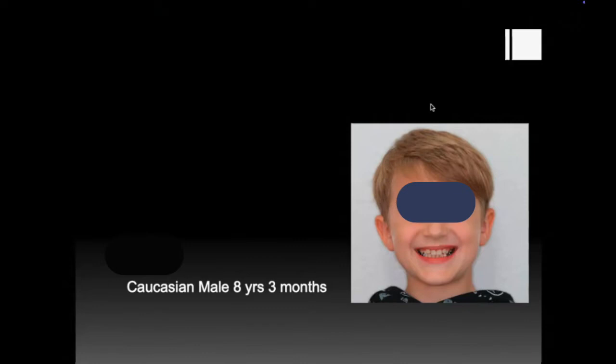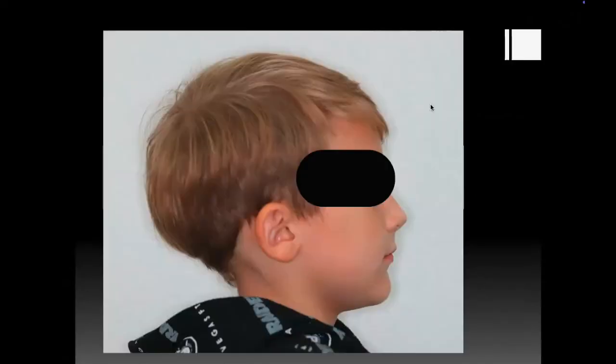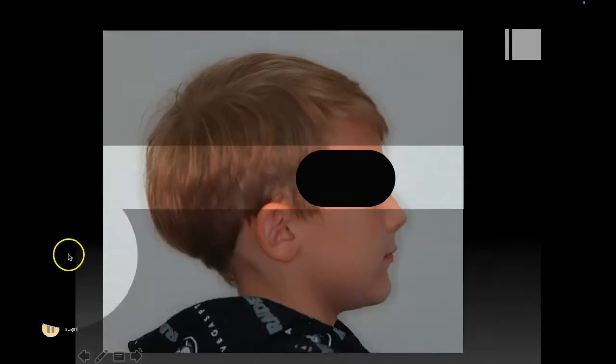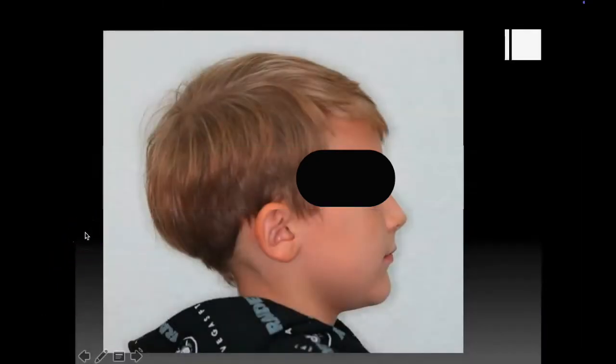All right, good morning. So we have an 8-year-old Caucasian male. This is my patient. So just going through some of the profile shots. Sorry, I just wanted to make sure that worked. Oh, yeah. Okay, we're good. So here's a side profile. He kind of has a straight profile.